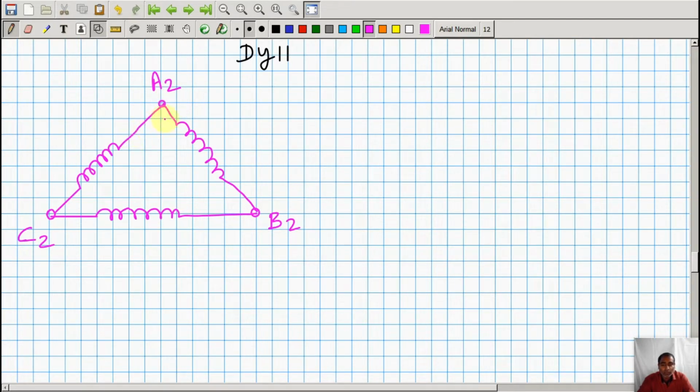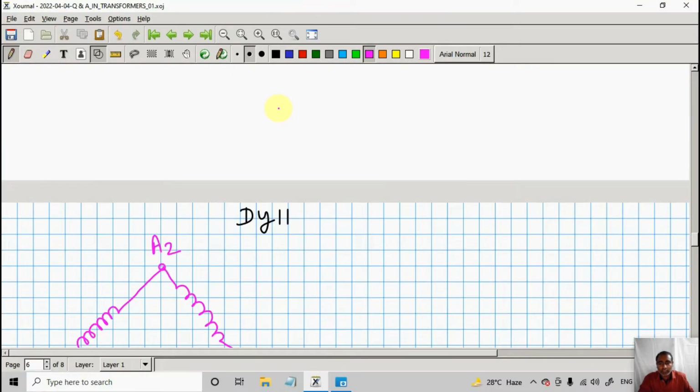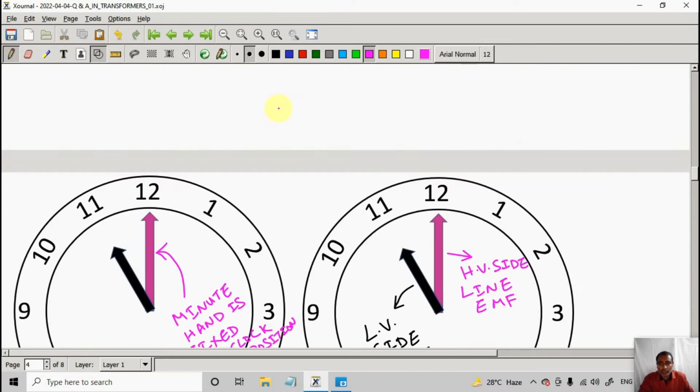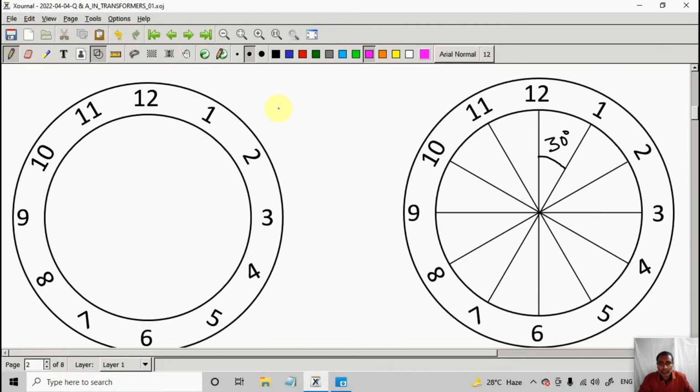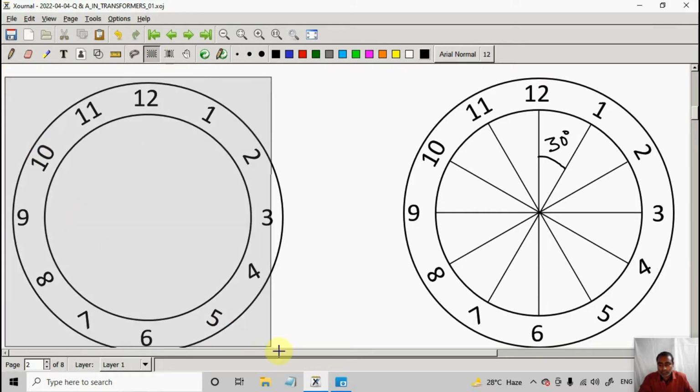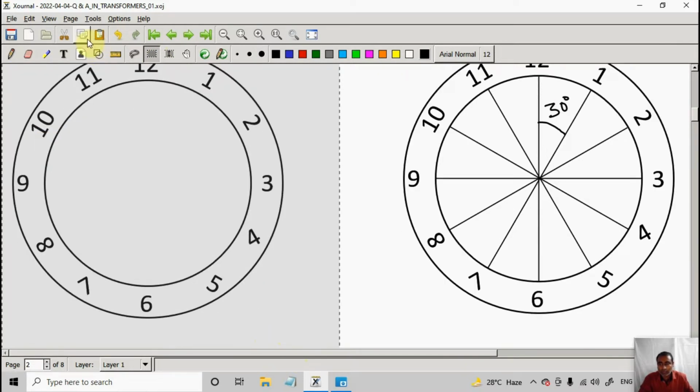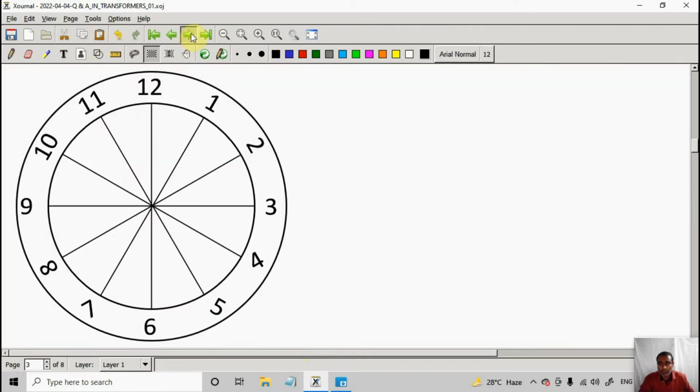We will wait. Why we are going to wait, I will let you know. The reason will be clear shortly. So what I will be doing is that I will be copying this particular diagram. It will be of help to us. So let me copy this.